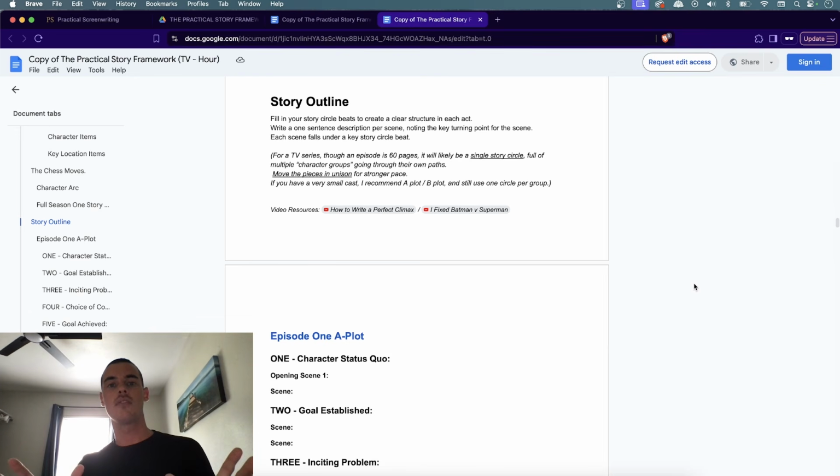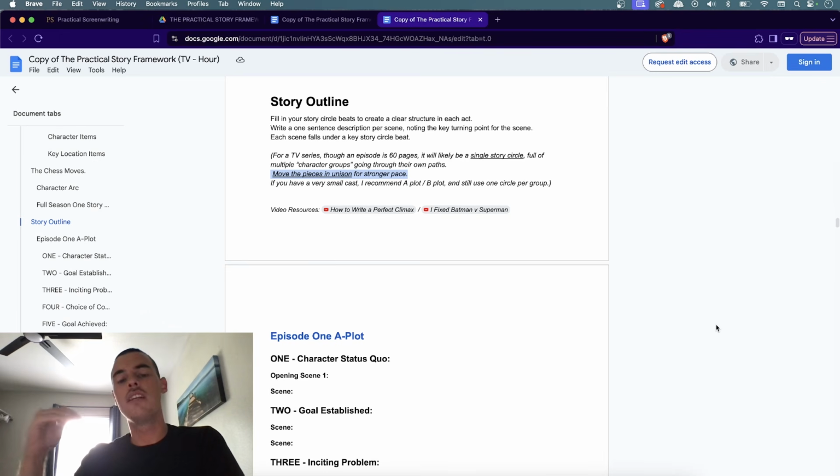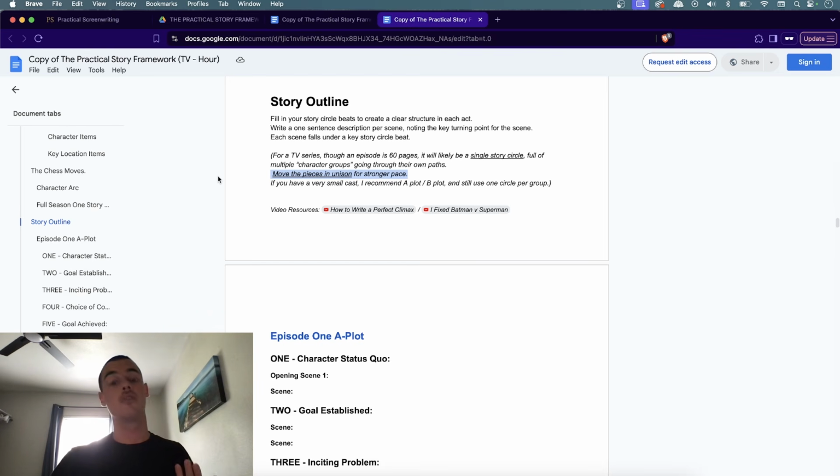it's best to think of the story as one key big circle, and each character group can have their own story circle, and I've said ideally you want to move the different pieces of the circle in unison for stronger pace. That doesn't have to be the case for every single episode. Some characters are going to encounter a climactic moment when other plot lines are not, but generally speaking, we don't want to have a situation where we feel like we've got this super fast climactic pace over here and then absolutely nothing is going on for this other character, right?